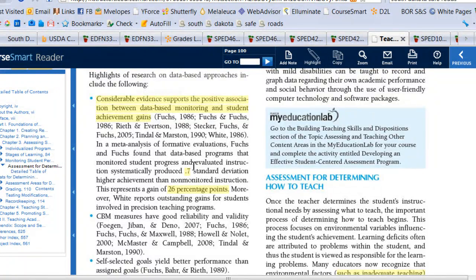0.7 standard deviations. That's huge. You owe it to our students to give them at least that much more by simply managing the data. That's for their learning. That does not include how much easier it is to communicate, how much easier it is to make decisions, how much easier it is for them to see. So that's the evidence for data-based monitoring.